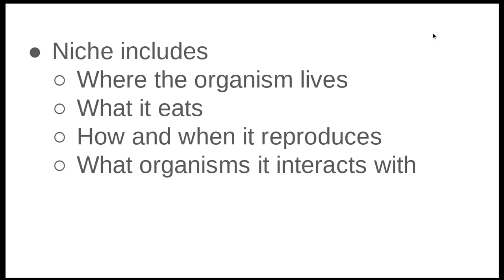The niche will include where the organism lives, the actual location where it carries out its life. What it eats. Is it a primary consumer? Is it a primary producer? Is it a tertiary consumer? What are you eating in that ecosystem? That is part of the niche. How and when that organism reproduces, and what organisms it will interact with on a regular basis.